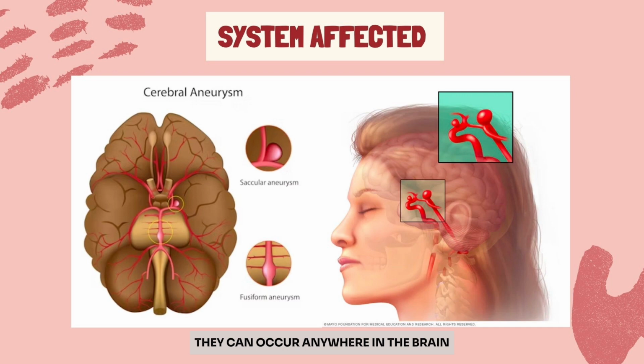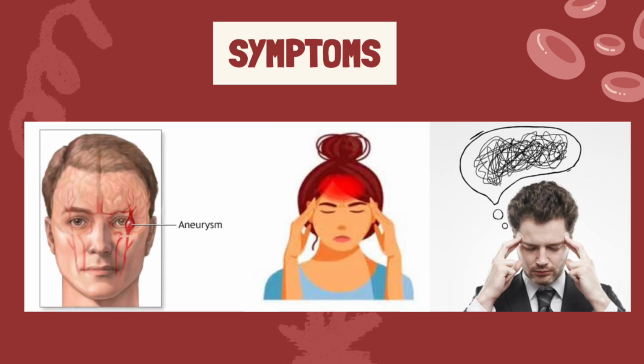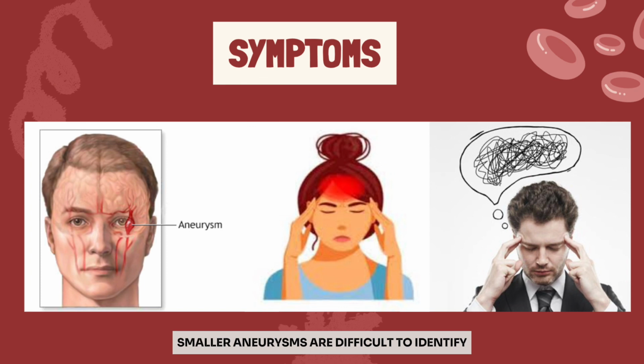They can occur anywhere in the brain, but most form at the base of the skull where major arteries are located. While aneurysms themselves aren't contagious, some aneurysms, such as mycotic aneurysms, develop from an infection that weakens artery walls. Smaller aneurysms are difficult to identify because they rarely cause symptoms.